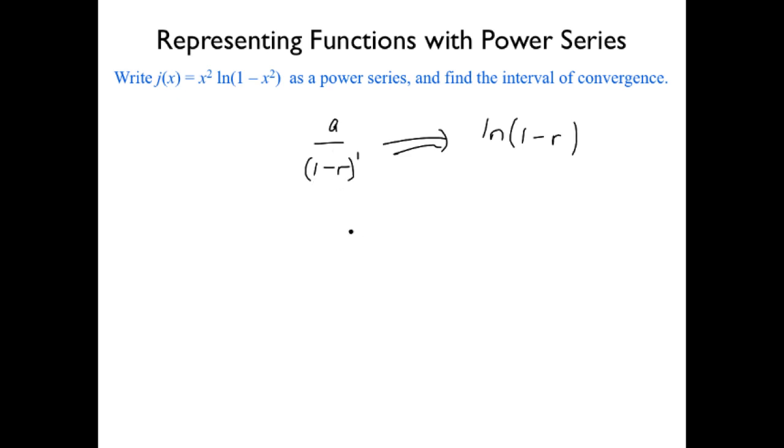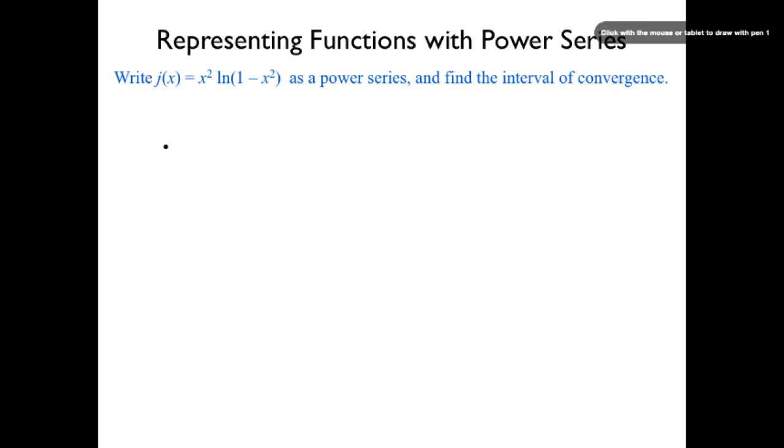Antiderivative of 1 over something, right? Is natural log, right? Because the derivative of natural log is 1 over. So the antiderivative of 1 over something is the natural log of that thing. So we want to start with what? Let's call it, I don't know, p of x.